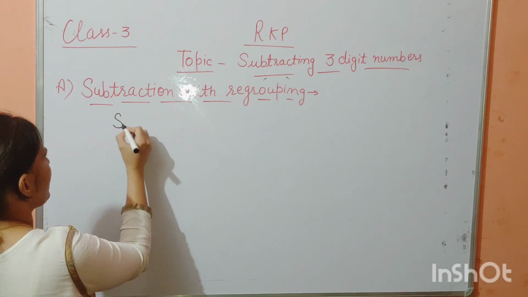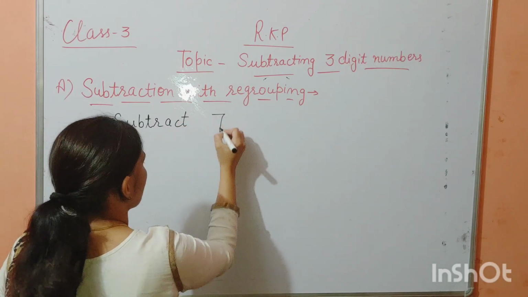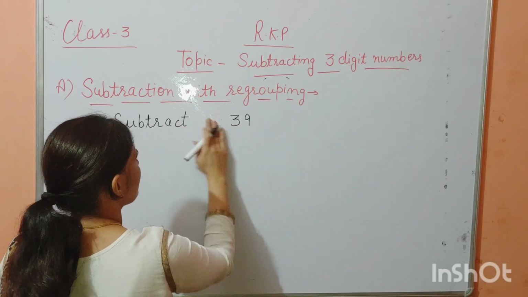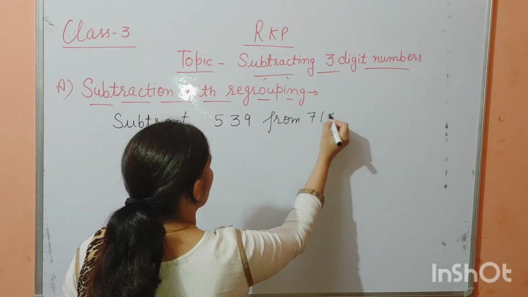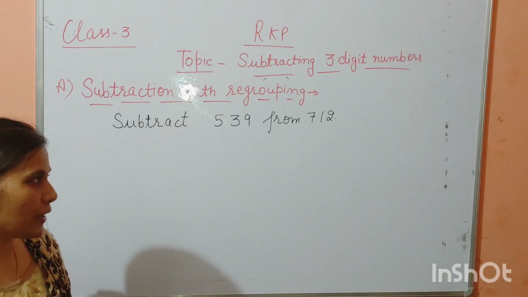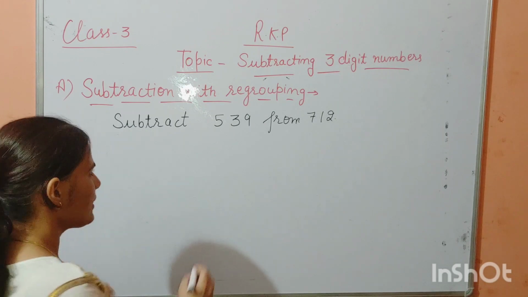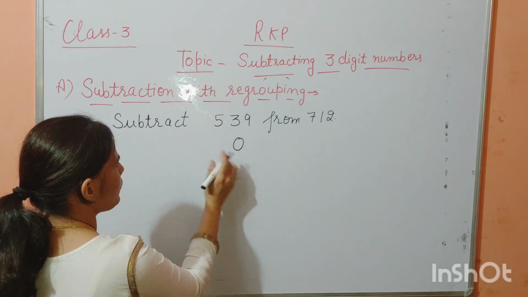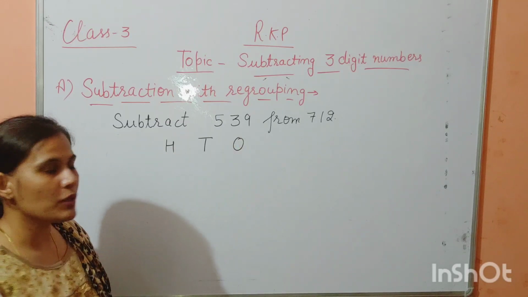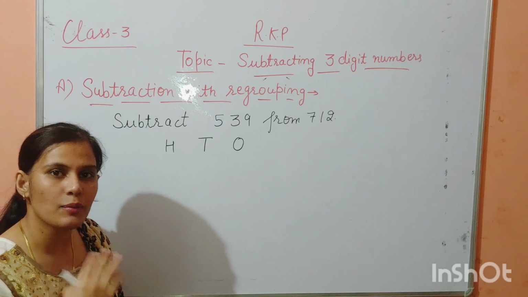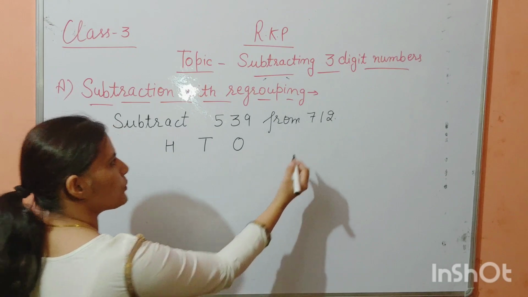Like you have to subtract 539 from 712. So what will you do here? First of all, you have to write it in a place value chart. Write the place value chart: ones, tens, hundreds. And what number will come first, that is, what number will come upward? The bigger number will come upward, and start writing from the ones place.